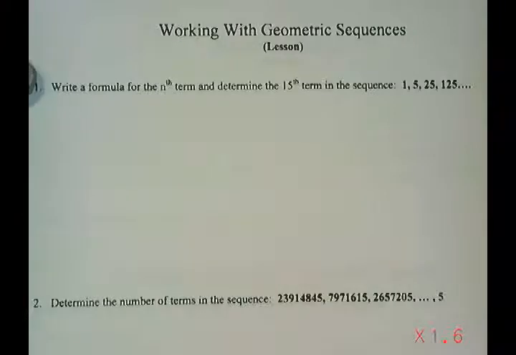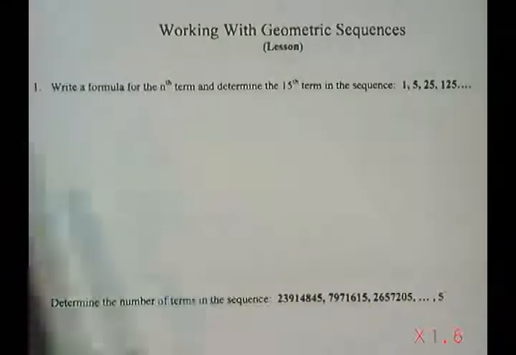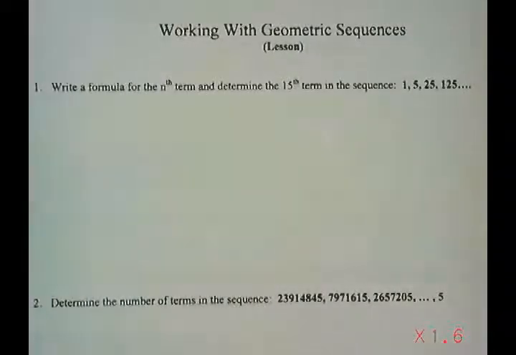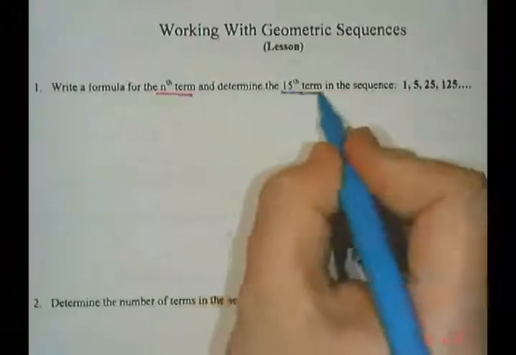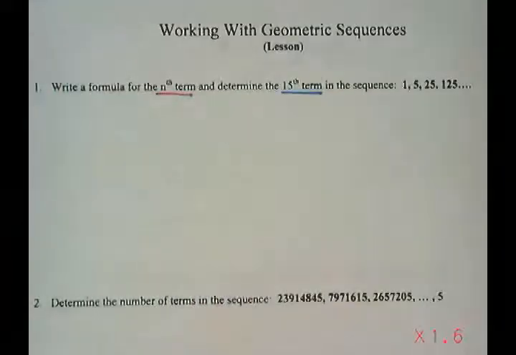We're going to take a look at the first one here, which says write a formula for the nth term, which means basically for any term. And then we want to determine the 15th term in the sequence 1, 5, 25, 125.